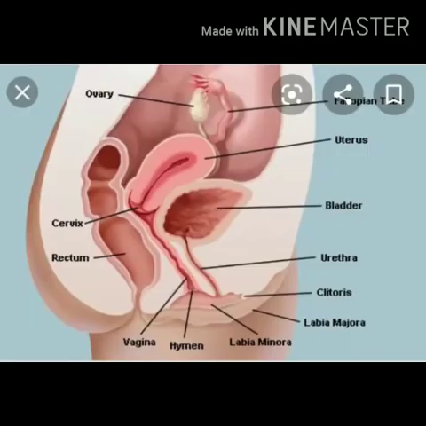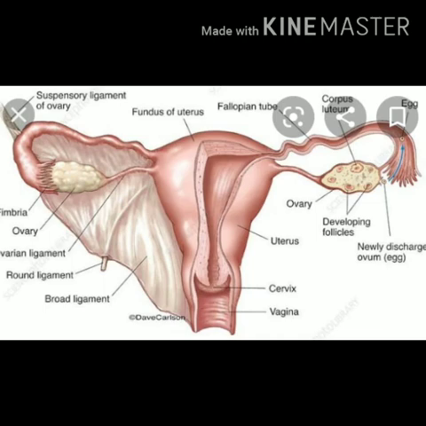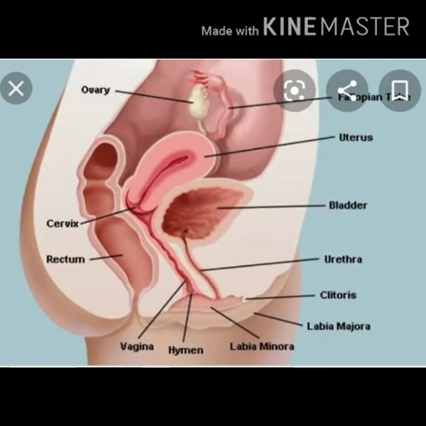Today in class 10 biology, we will start with the female reproductive structure. First, we start with the various parts of the human female reproductive system. That is, we start with the ovaries, oviduct, uterus, vagina and vulva. What are the primary reproductive organs? The primary reproductive organs of females are a pair of ovaries.